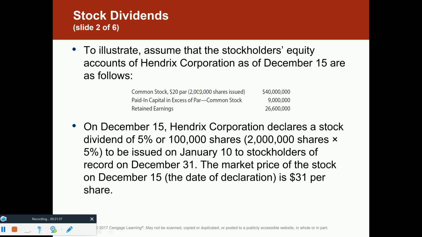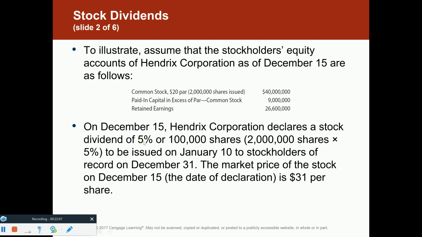5% of 2 million shares, that is 100,000. 100,000 shares would be the stock dividend. All right, to be issued on January 10th to stockholders of record on December 31. Now, when we issue a stock dividend less than 20%, which we did here, 5%, we're going to base the stock dividend on what we call market price. And the market price on that date was $31 a share.